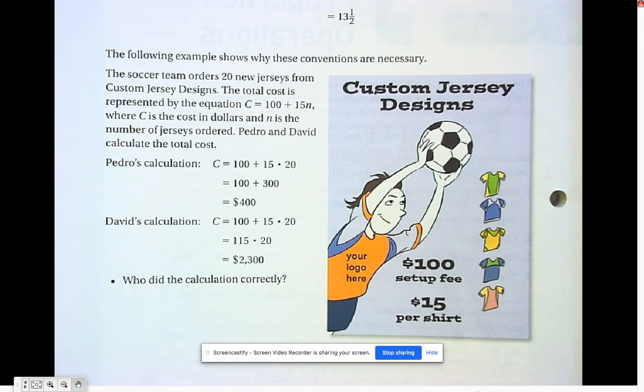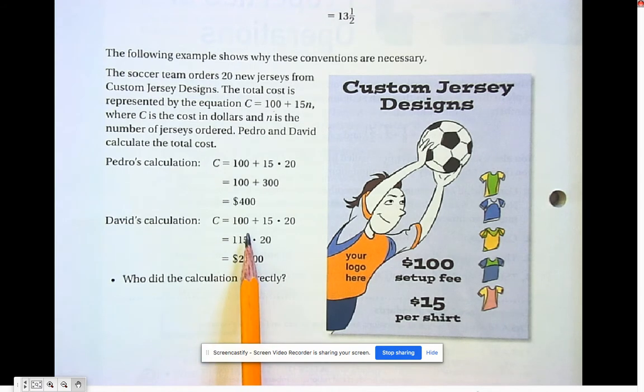If you remember what you learned about the order of operations, first we take care of any kind of parentheses, which there are none of. Then we take care of any kind of exponents. Not seeing any of those. Then we multiply or divide, whichever one comes first. Then we add or subtract, whichever one comes first. So it looks like we are going to do this multiplication first before this addition. Who did the multiplication first before the addition? Looks like Pedro did.